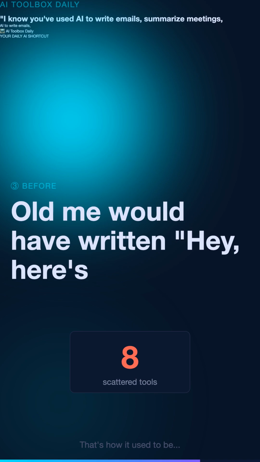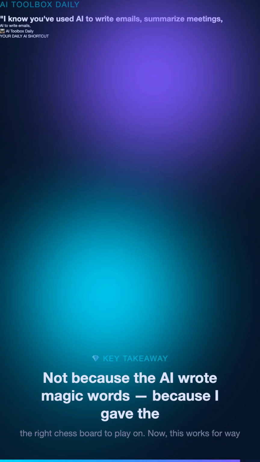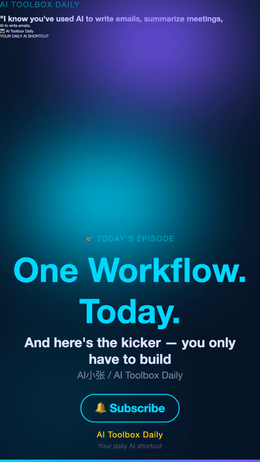Now, this works for way more than emails. Resumes, context sandwich. Social media posts, context sandwich. Code documentation, you bet. Every time you add context, the AI's output gets more specific to your world. And here's the kicker, you only have to build these contexts once. Save your who I am paragraph, save situational contexts for common tasks, then it's copy, paste, and refine.